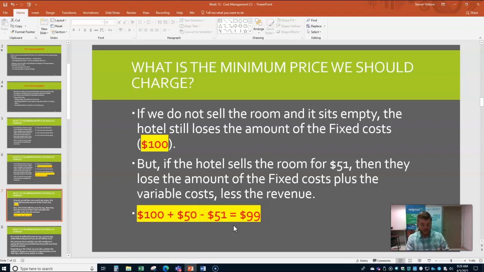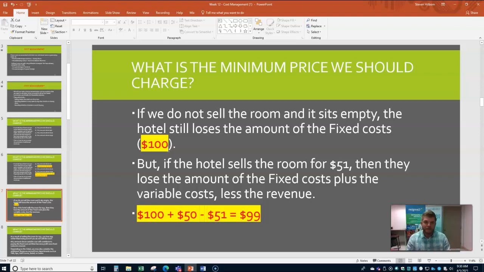So even if it's $1, so we sell this room for $51, then the hotel will have $100 in fixed plus $50 in the variable costs minus $51 of revenue brought in, which means they still lose $99. But losing $99 is better than losing $100. And then, of course, the other thing, hey, they're in our building. They're going to pay for some other things, hopefully.